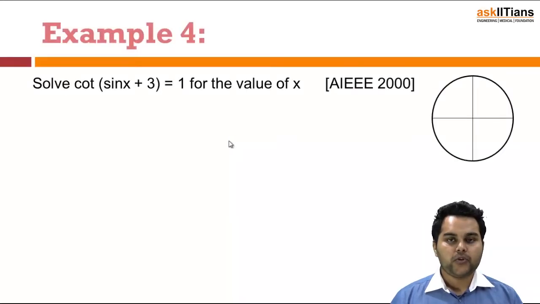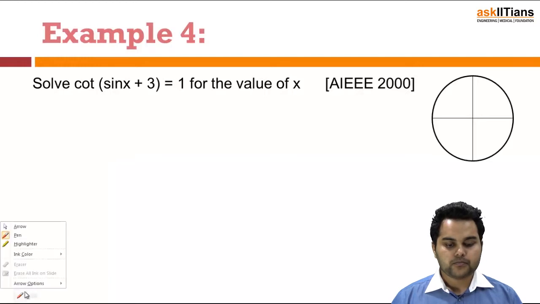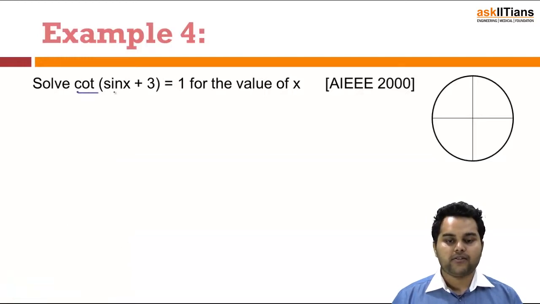Coming to the next example, that is cot of (sin x plus 3) is equal to 1. We have to find the value of x. Now this was the question in IIT in the year 2000. Now that seems to be a bit confusing. How can I have sin x within the bracket as an argument? But if I apply the limits, I'll be able to solve this question also.